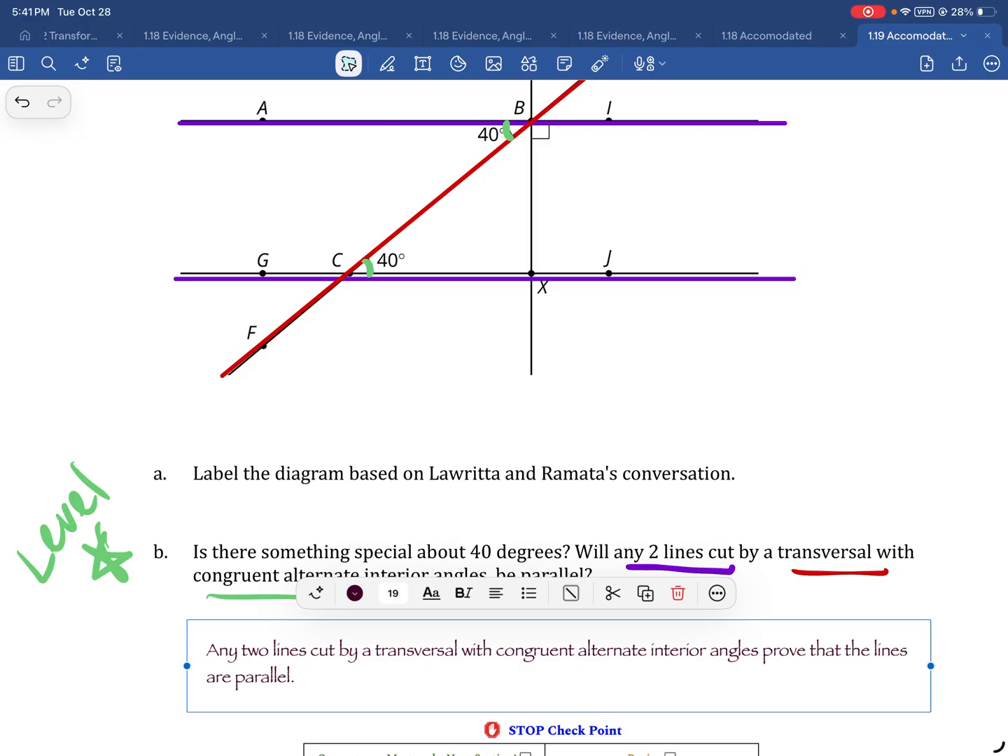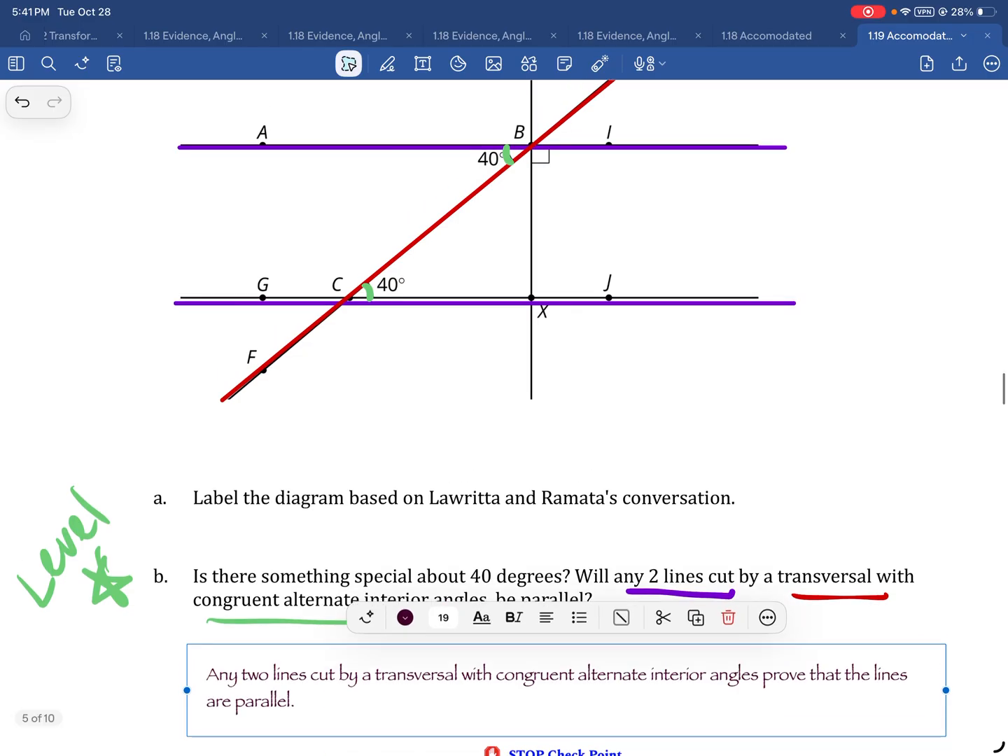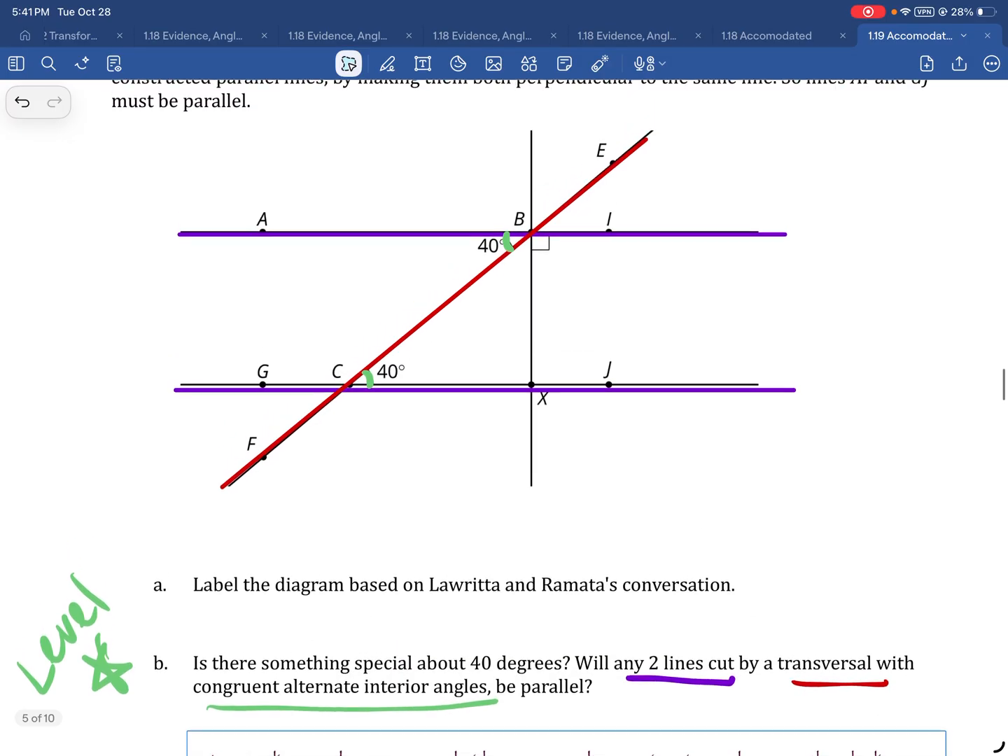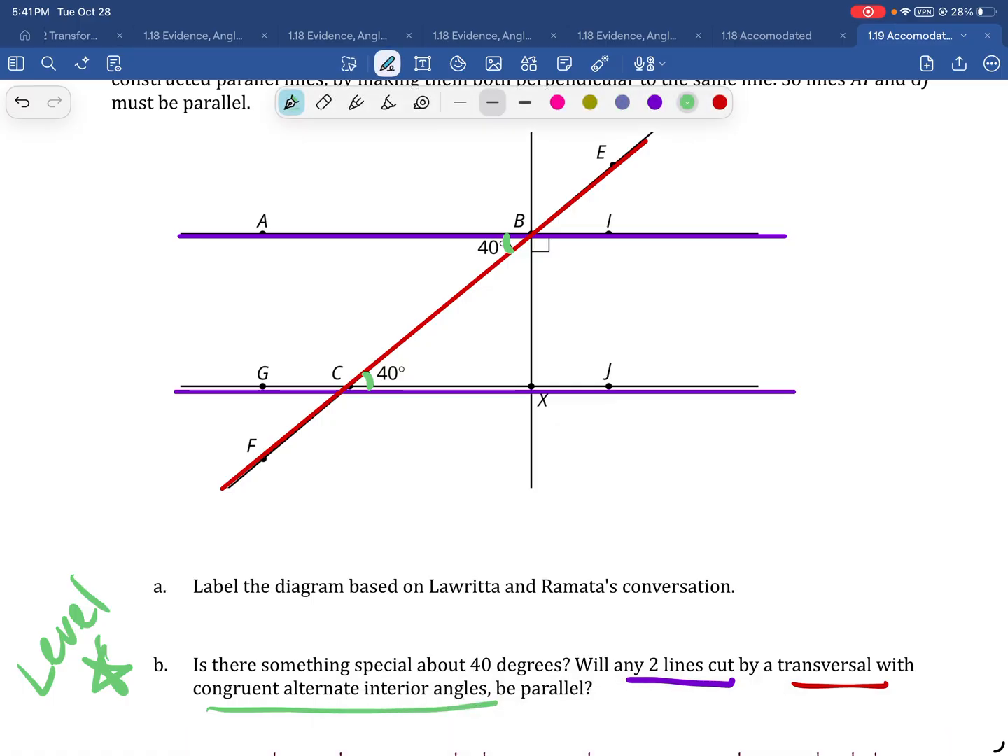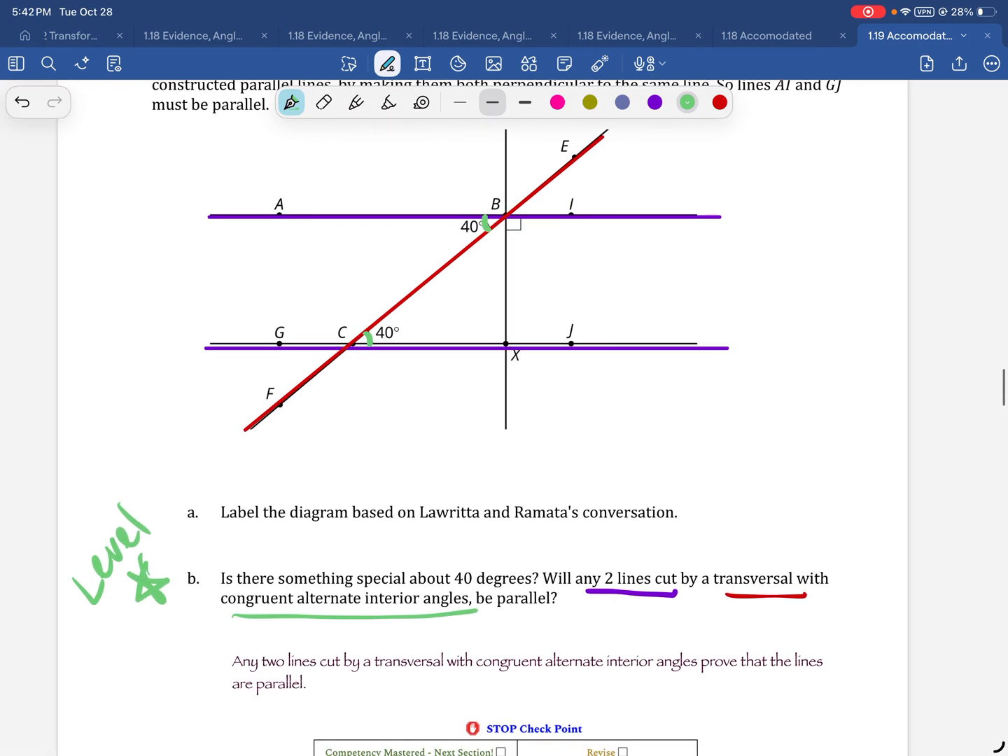So this is like the inverse theorem. If you have parallel lines cut by a transversal, the purple and red lines, you could say the angles are congruent, alternate interior, corresponding. Inversely, on the flip side, we don't know that the purple lines are parallel, but if you have two alternate interior angles, like the 40 degrees in green, cut by the red transversal, that proves the lines are parallel.